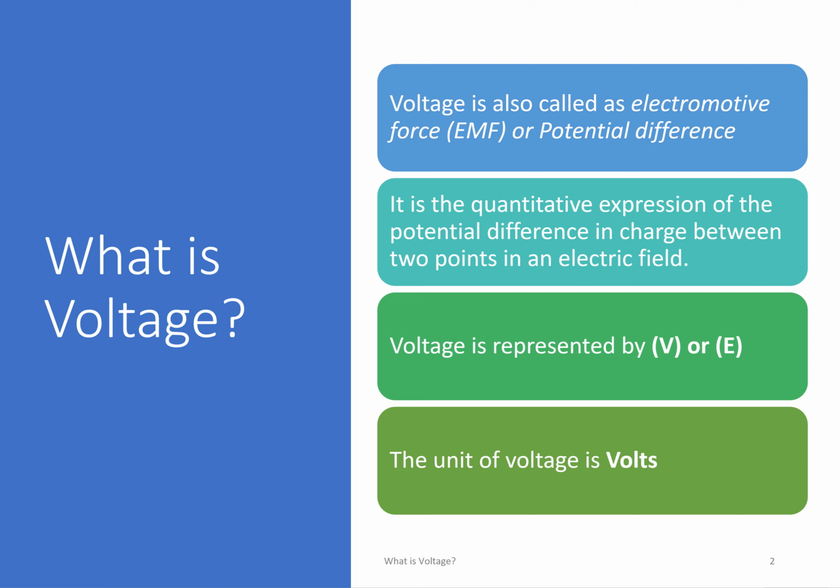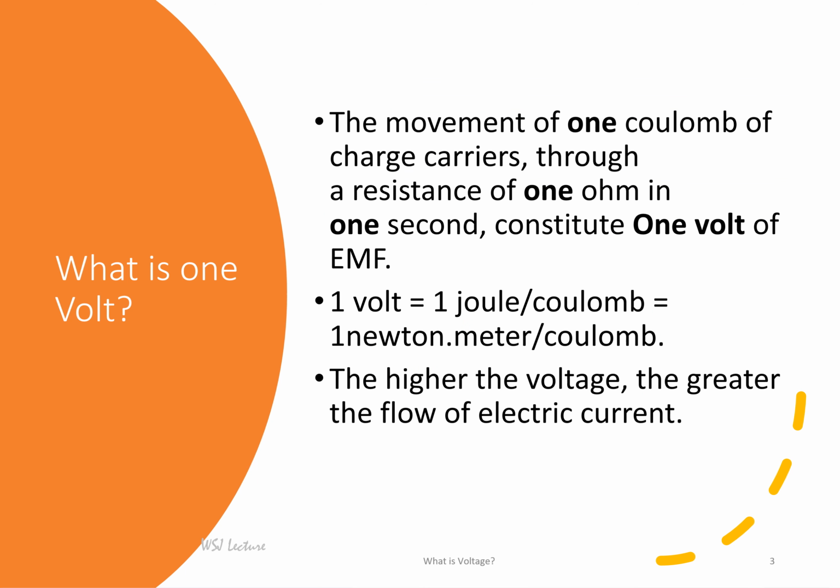Voltage is represented by V or E. It can be in caps or small letter. The unit of voltage is volts. What is 1 volt? The movement of 1 coulomb of charge carriers through a resistance of 1 ohm in 1 second constitutes 1 volt of EMF. 1 volt is equal to 1 joule over coulomb or 1 Newton meter over coulomb.